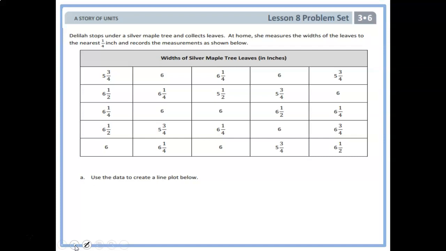Oh, we're to our problem set. So hopefully you've already got your scratch paper and pencil and you're ready to go. See you on lesson 9.